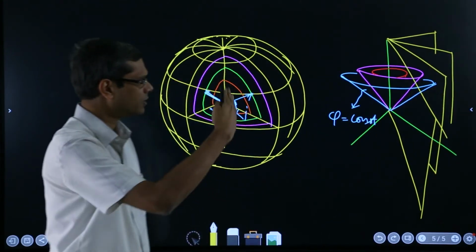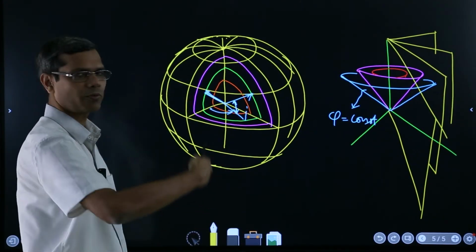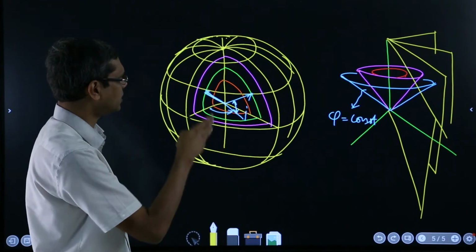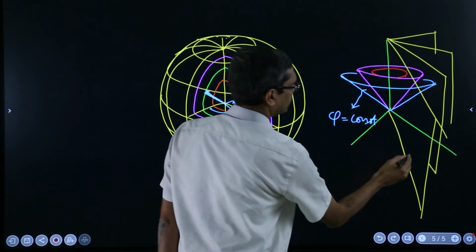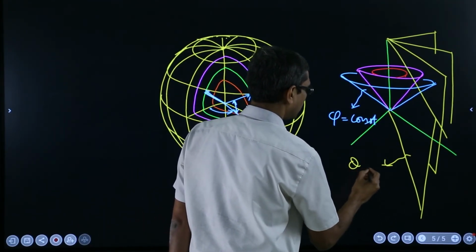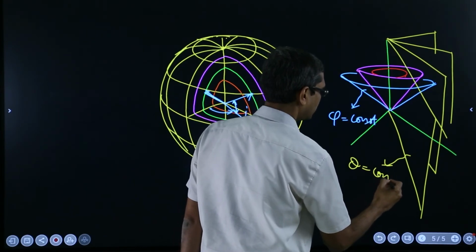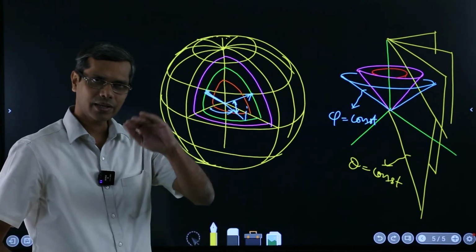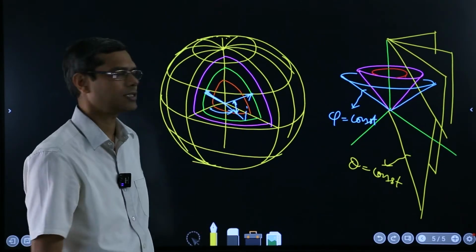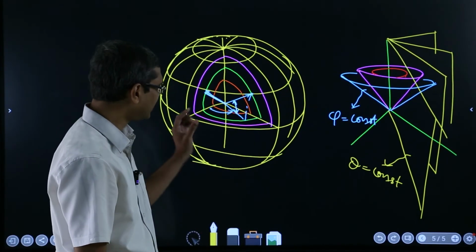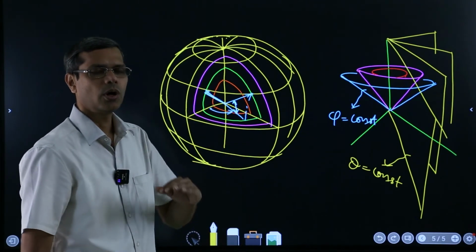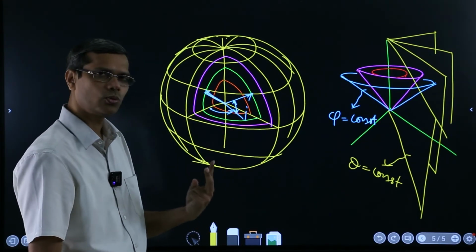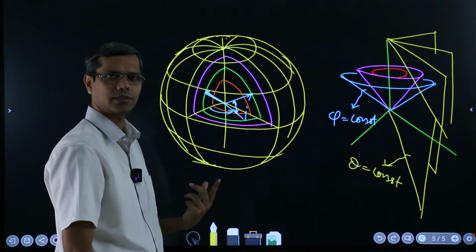So these are the vertical planes, which are cutting all those cones and spheres. So these are like theta equal to constant surfaces, and these spherical surfaces are r equal to constant surfaces, and their intersections will give you curves on which two of those coordinates are fixed.